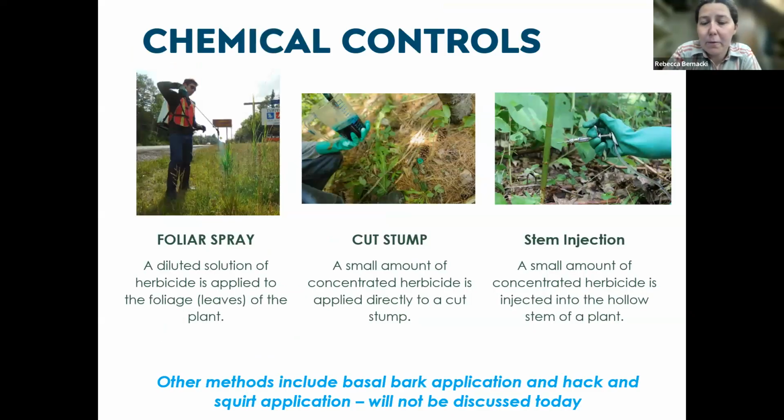Chemical control. The three types we're going to talk about today are foliar spray, where we use a diluted solution of herbicide applied to the foliage or leaves of the plant. A cut stump, which I just alluded to, which is where we cut off a plant and then we use a small amount of concentrated herbicide on that cut stump. Or stem injection, where we're also going to use a small amount of concentrated herbicide, but this time we're going to inject it directly into the hollow stem of the plant.